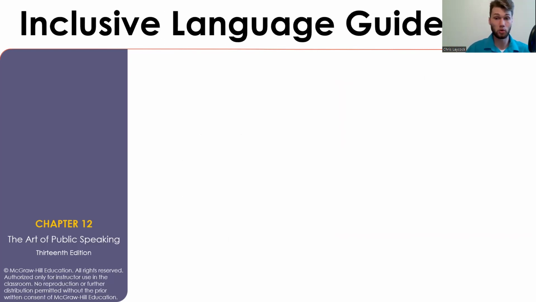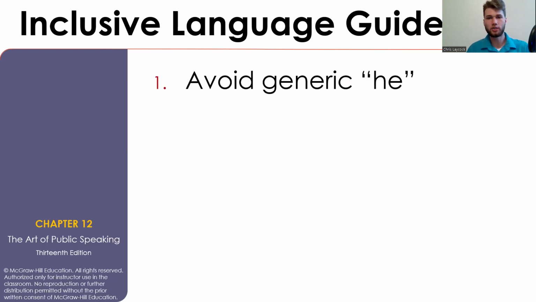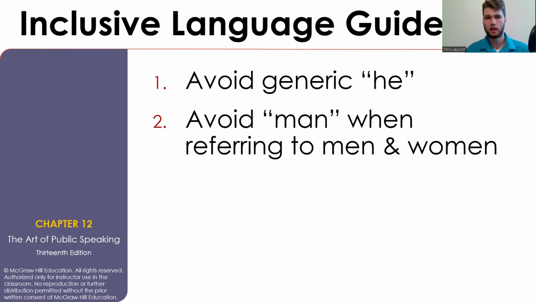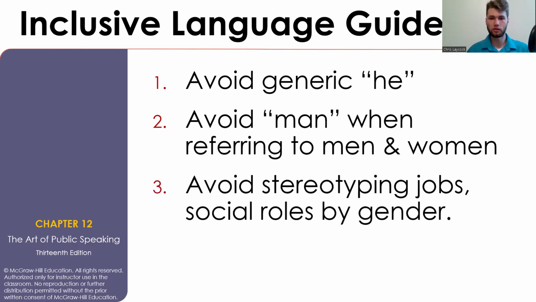So let me give you some more guidelines on inclusive language. Avoid generic he's. We can't just assume that it's just guys, because the world is a mixed place. Even the binary of man and woman is put at odds on people who identify as gender fluid. They might want a pronoun that's they or them. So try to avoid using he when talking about anything in particular. Avoid man when referring to both men and women. Avoid stereotyping by jobs and social roles by gender. And I'll have examples for all these so you can see.